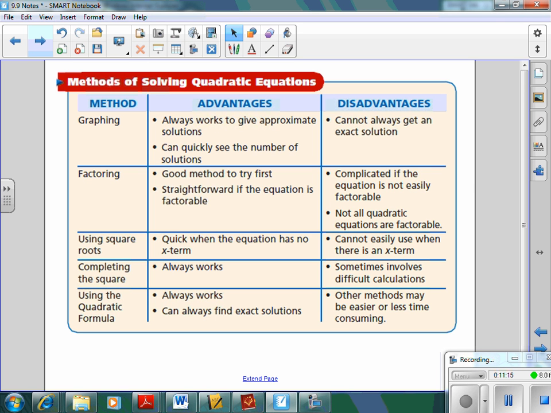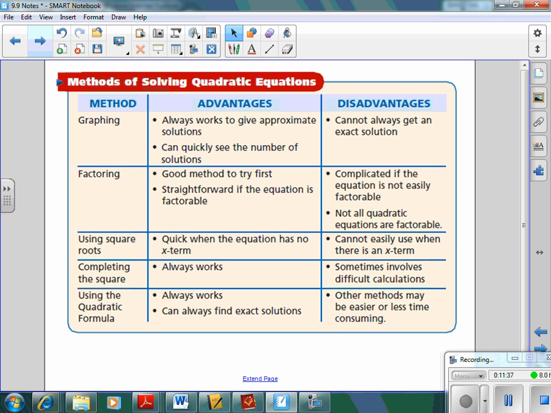The next two, completing the square and the quadratic formula, are definitely the toughest, but they always work. Completing the square can sometimes involve really difficult calculations, especially when you cut the number in half and you square it and it's a decimal. The quadratic formula always works, but it takes a lot of time, like you saw, and there's tons of room for mistakes.